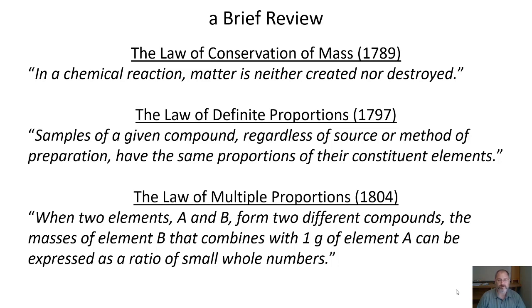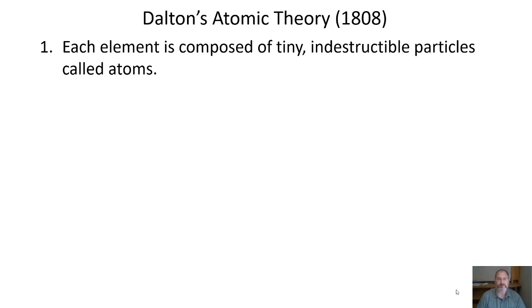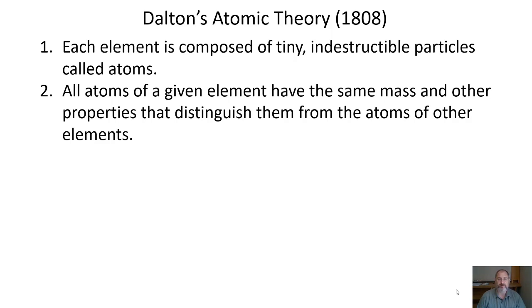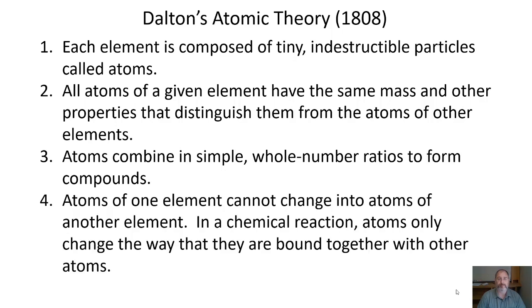So then a few years later, after the law of multiple proportions, he actually came out with his atomic theory. And his atomic theory has 4 postulates. The first one is each element is composed of tiny indestructible particles called atoms. The second is all atoms of a given element have the same mass and other properties that distinguish them from the atoms of other elements. The third is that atoms combine in simple whole number ratios to form compounds. And the fourth postulate is that atoms of one element cannot change into atoms of another element. In a chemical reaction, atoms only change the way they're bound together with other atoms.